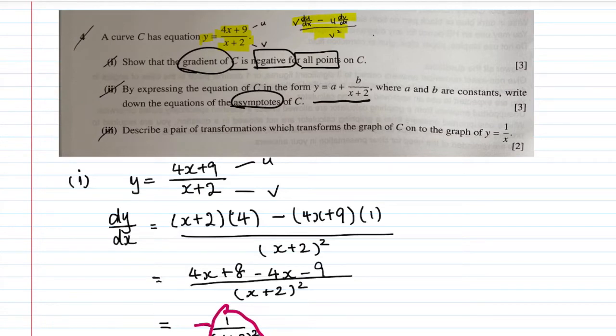It's a skill. You're always going to be looking when you want to express something in this form, y equals a plus b over x plus 2, and they're asking you to find the asymptotes. Firstly, you have to recognize that the first asymptote is definitely going to be x equals negative 2, and then your other asymptote will very simply be y equals a. That is the reason why they're asking you to express it this way.